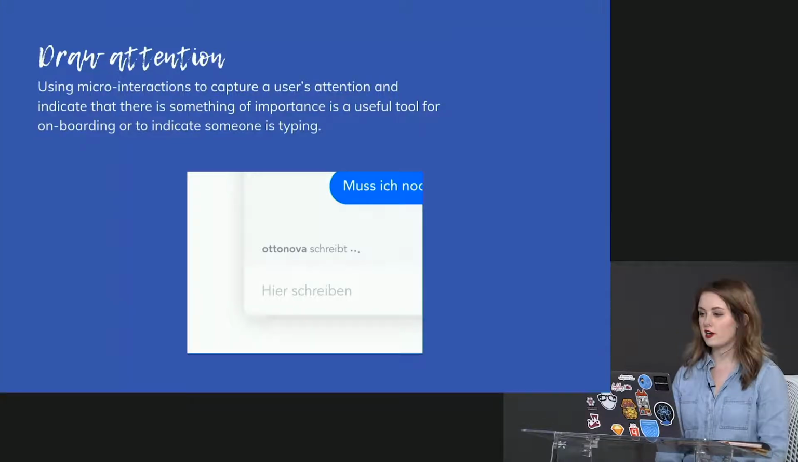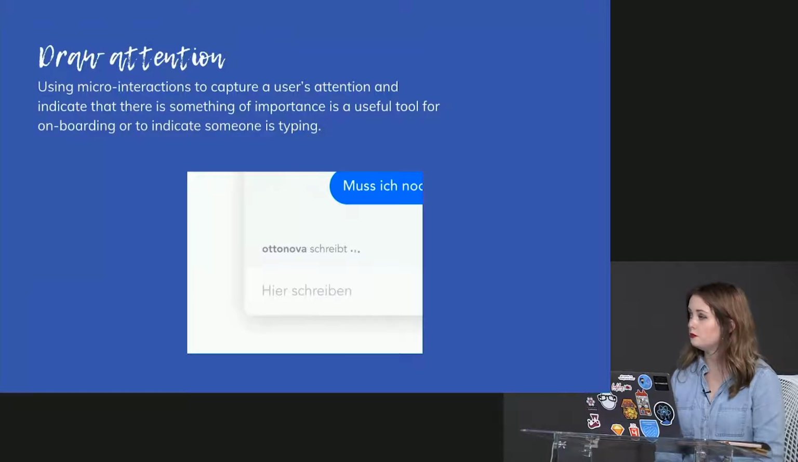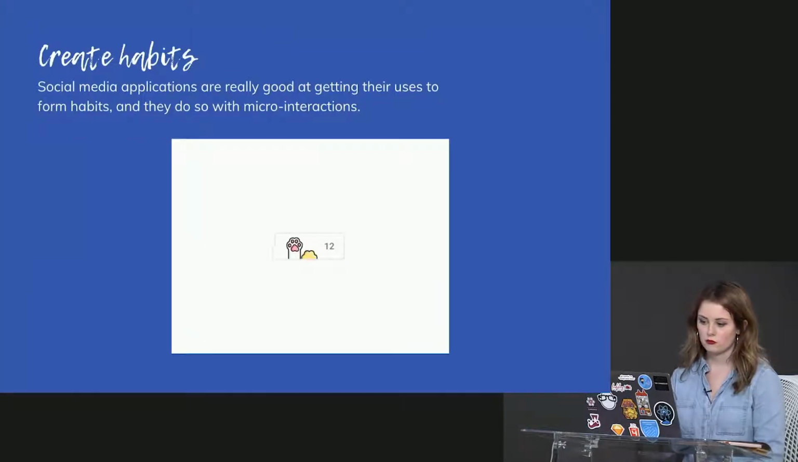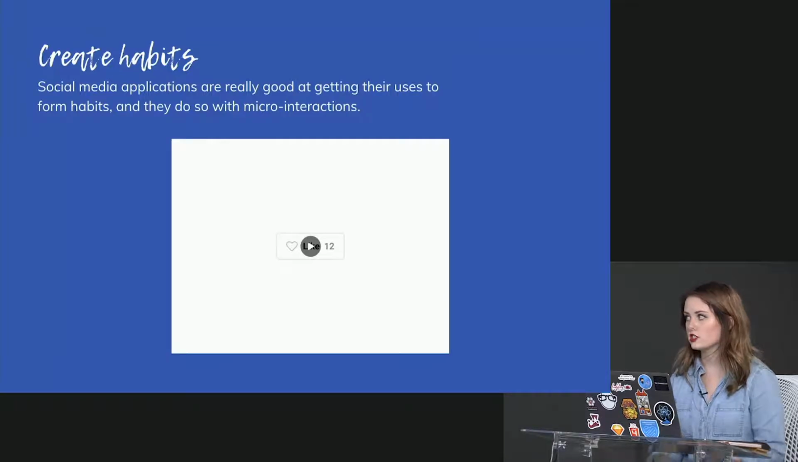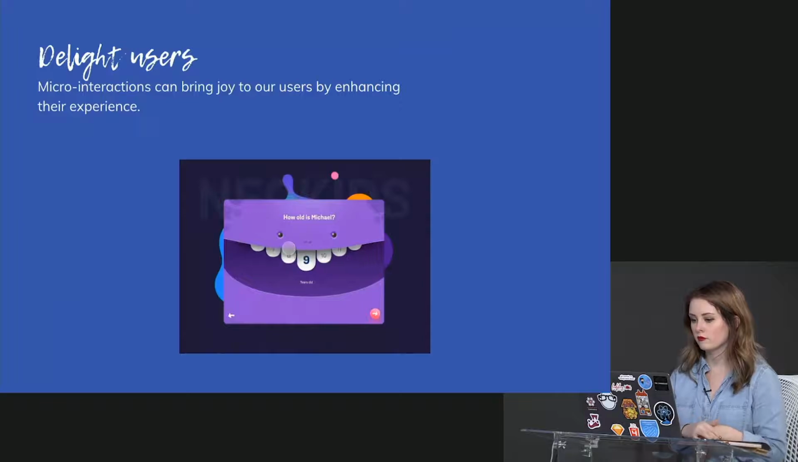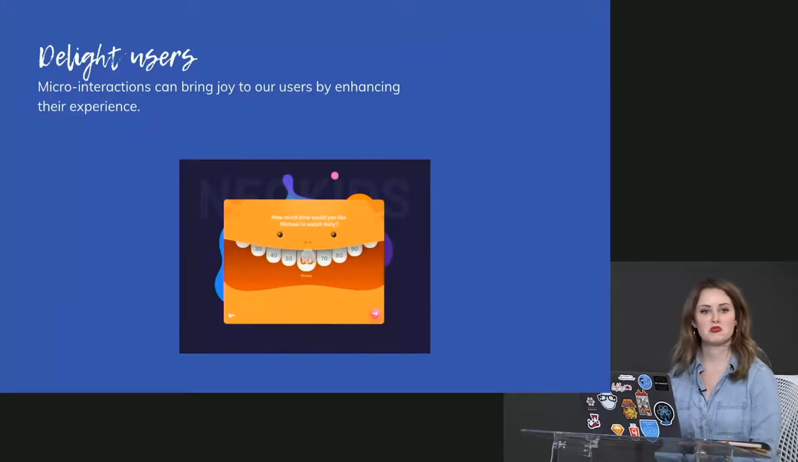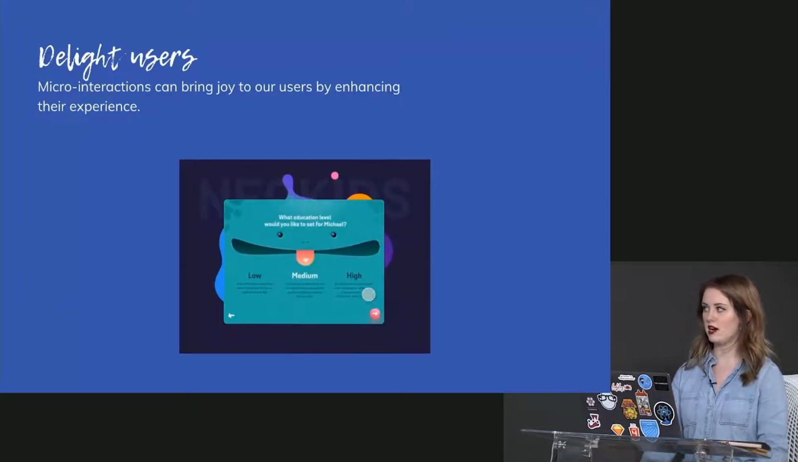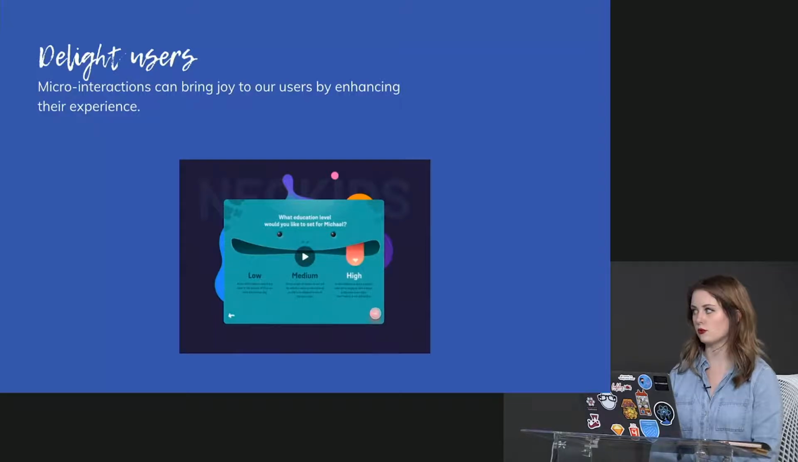We can use micro interactions to draw attention. So this is like the typing indicator on an iPhone or on Slack. A lot of social media applications will use these interactions to create habits. So when we click like, that cute little interaction, that actually subconsciously will cause you to form a habit. But also sometimes they can just turn really boring tasks that you have to do, like signing up for an account or filling out a form, make them fun.